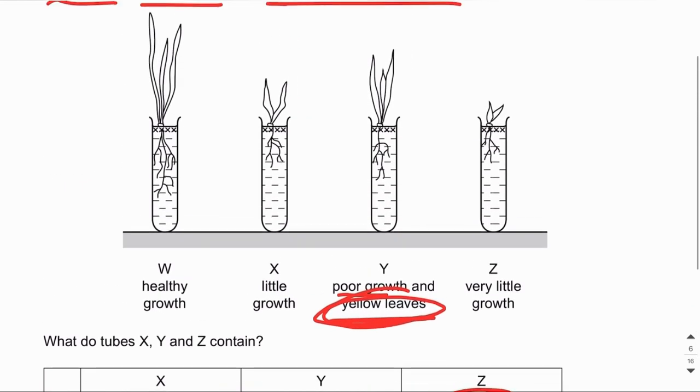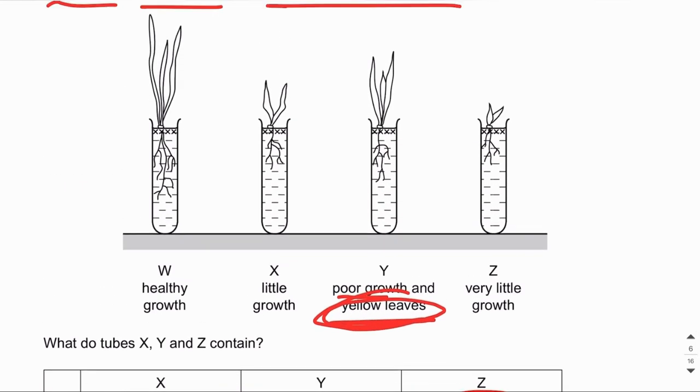Guys, you should know that magnesium ions are required to make chlorophyll and nitrate ions are required for growth. So if nitrate ions are absent, the growth will be little.